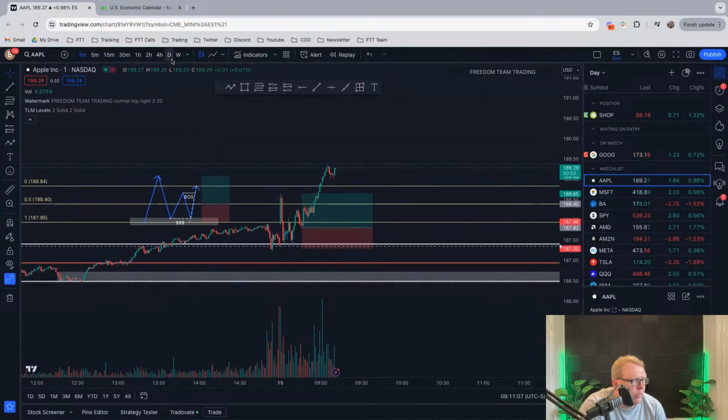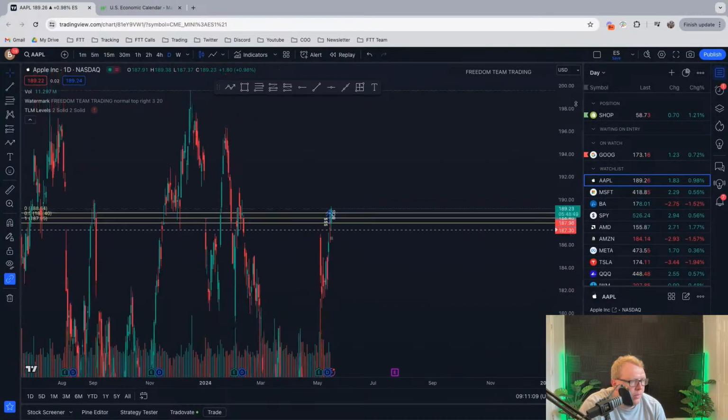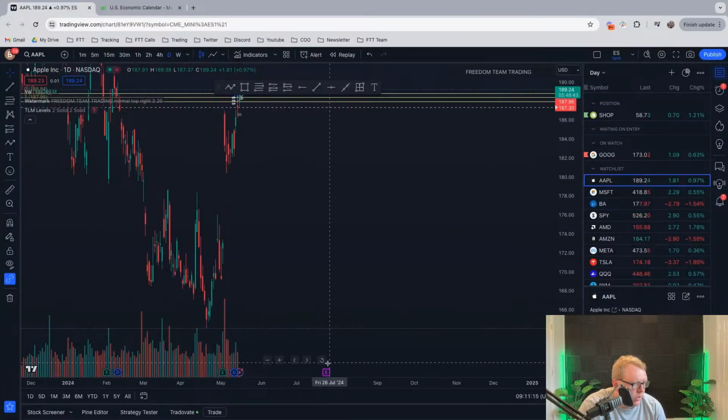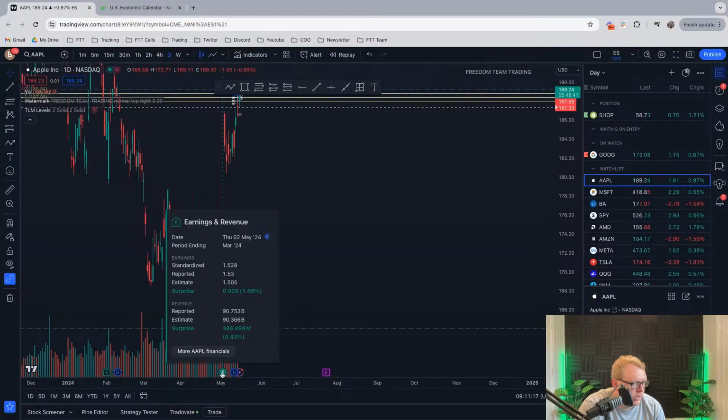I really was hoping Apple would pull back a little bit more. I had orders sitting right here. Still could possibly, but earnings kind of jacked it up.